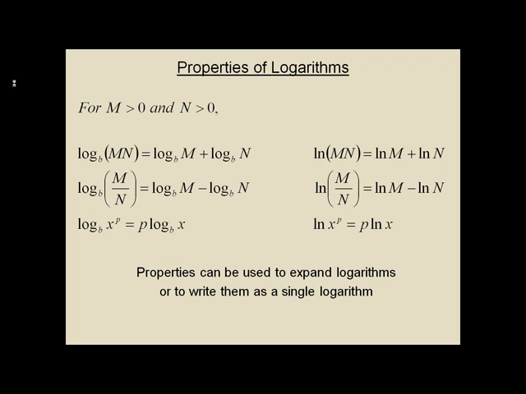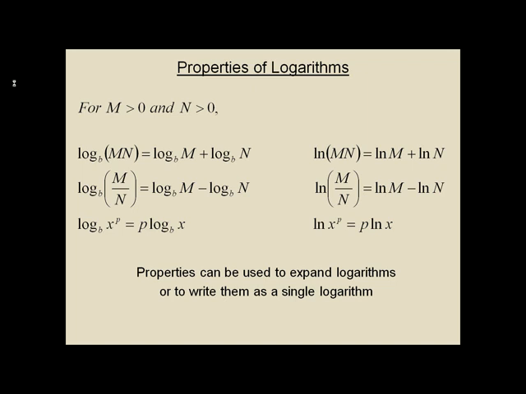So looking at positive values of m and n, we have first log base b of mn equals log base b of m plus log base b of n. With this first property, we have the log of a product of two things, the product making up our argument. We can separate that argument, m times n, into two separate logarithms using addition. So we have log base b of mn equals log base b of m plus log base b of n.